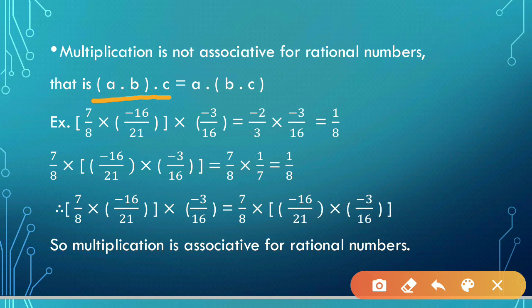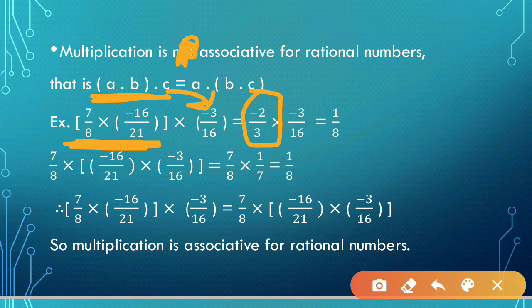Multiplication should be associative for rational numbers. Let's understand it. Suppose in the place of a, take 7 by 8, and in the place of b, you take minus 16 by 21. So first solve this bracket. When you multiply this, you will get minus 2 by 3. And what is the value of c? The value of c is minus 3 by 16.